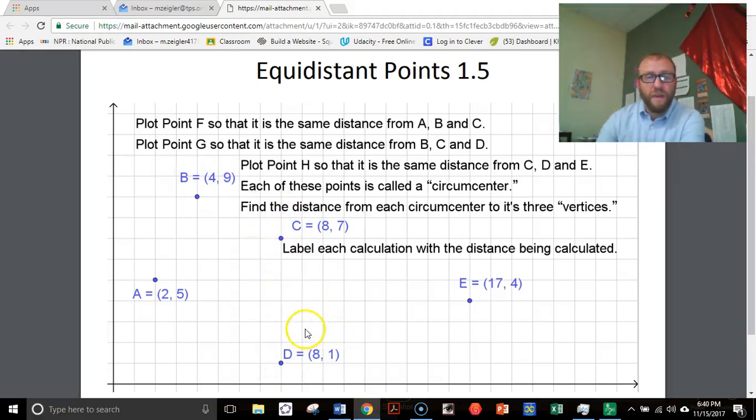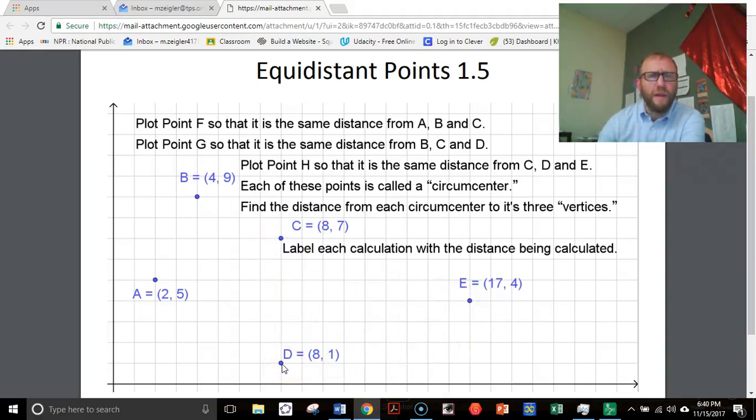Next, you've got to find point H. That's the same distance from C, D, and E. And I'll give you a hint here. It's also going to be 5 units from each of these 3 points. 5 units from C, 5 units from E, 5 units from D.